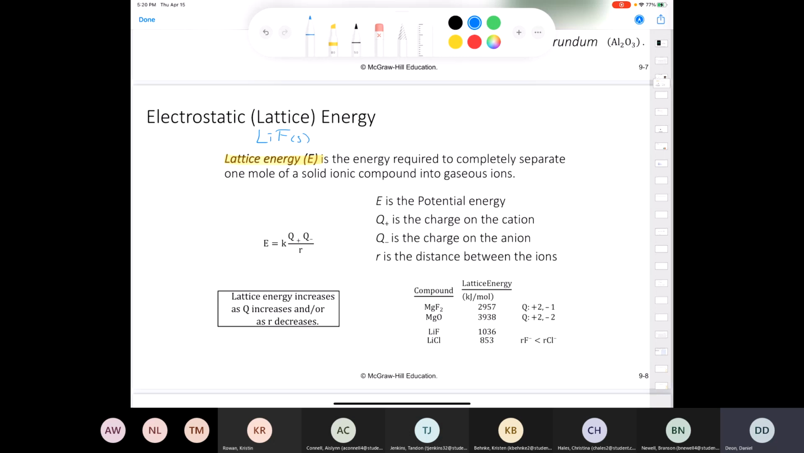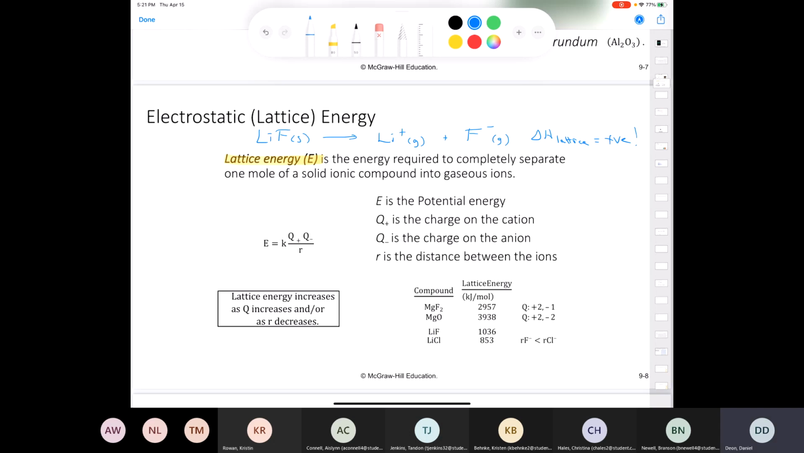Now if we had 1 mole of solid lithium fluoride and we could somehow separate it completely into its ions in the gaseous phase, the amount of energy that it would take to do that, we would call that the lattice energy. So we call that delta H of the lattice. And that's going to be a positive quantity, isn't it? It's going to take a lot of energy to pull apart all these ions that have the strong electrostatic force and to separate them into the gas phase.